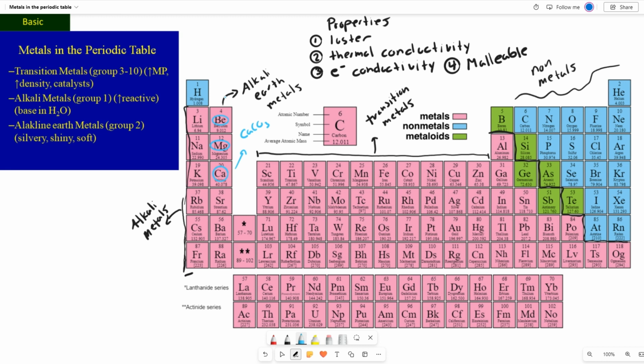Now, the alkali earth metals, they're in the same group here, so they tend to have similar properties. Some of the properties they have that are similar between all of them is they're silvery in color, they're shiny, and they're soft. So those are similar properties for all the metals that are in group 2.